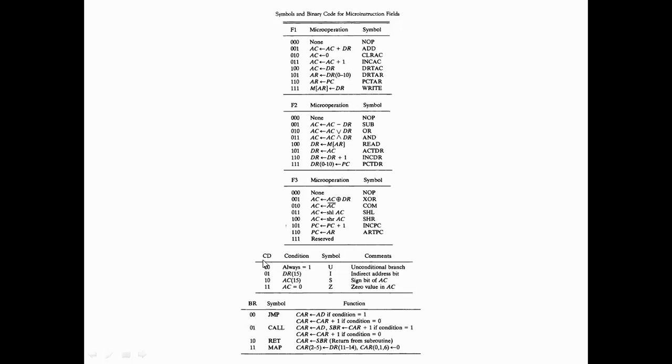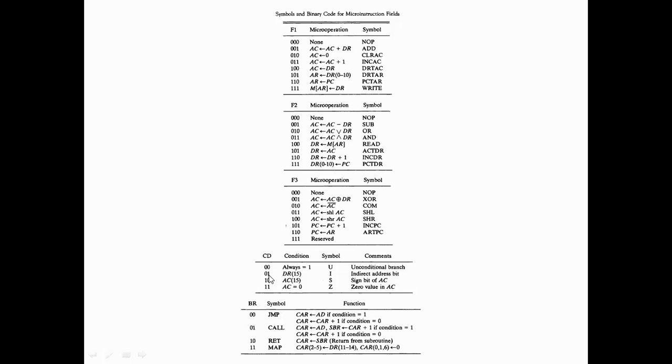Then the next field is CD of 2 bits. 2 bits means 4 combinations, and if CD is 00, it means it is an unconditional branch, right? So CD decides which type of branch it is. What is the condition for that branching? So if CD is 00, it means it is an unconditional branch. Just go to that location, just branch. Otherwise, it is a conditional branch.